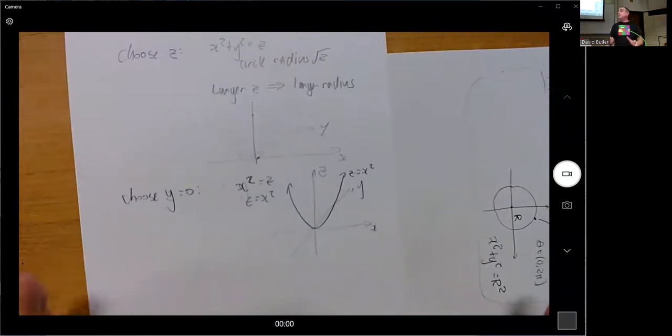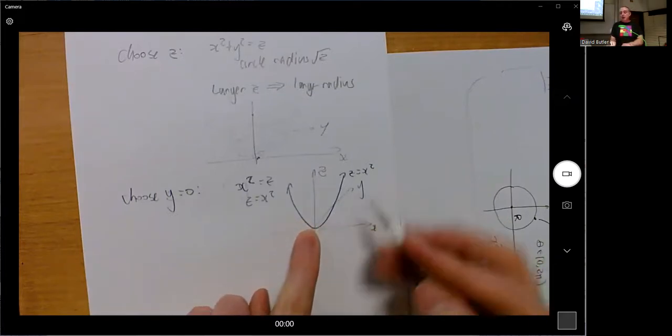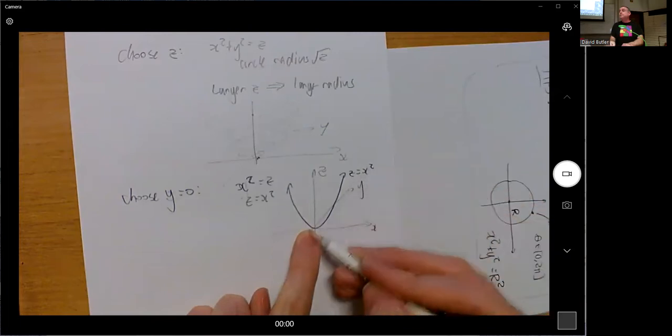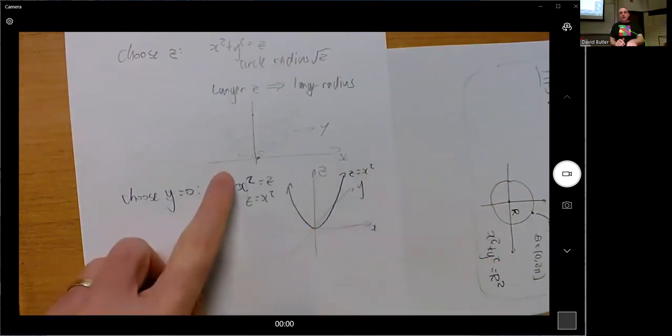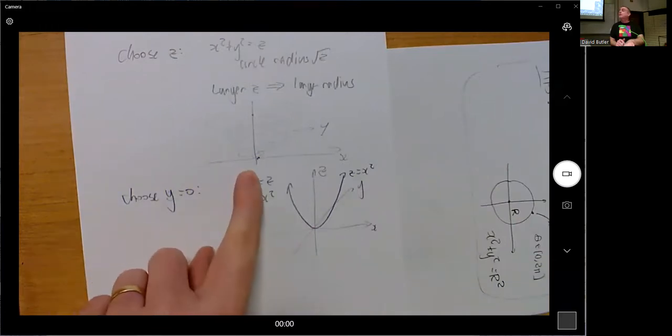So it's not a cone, it's a parabolic bowl. The official name for this shape is an elliptic paraboloid, but it's not a cone because it doesn't come to a point here. A cone, this would have been a straight line, which would have required you to actually have x squared equals z squared.